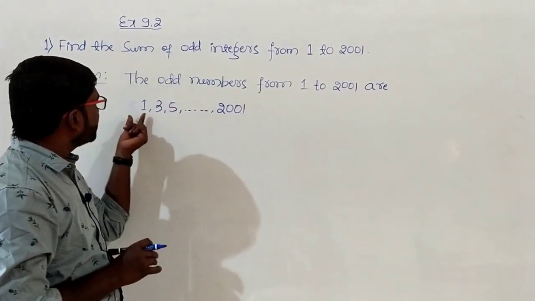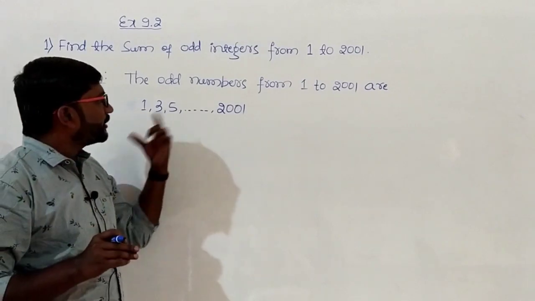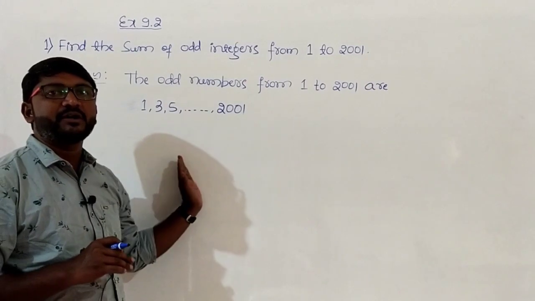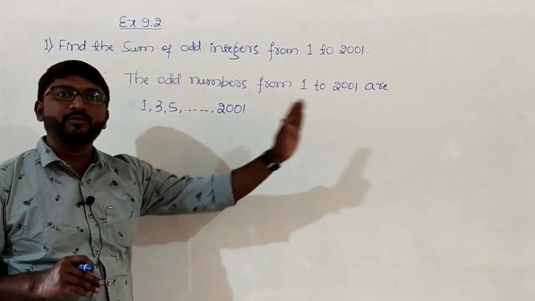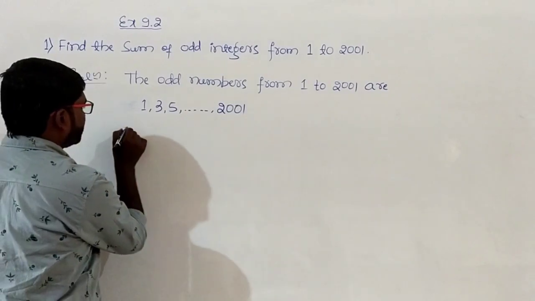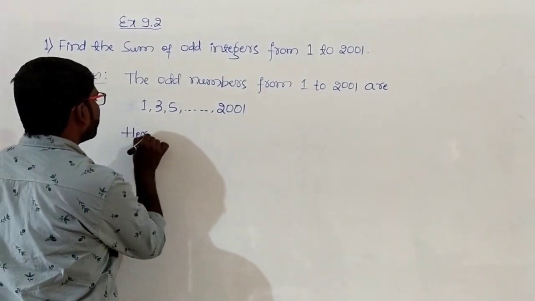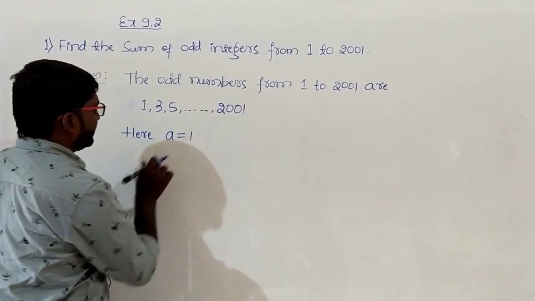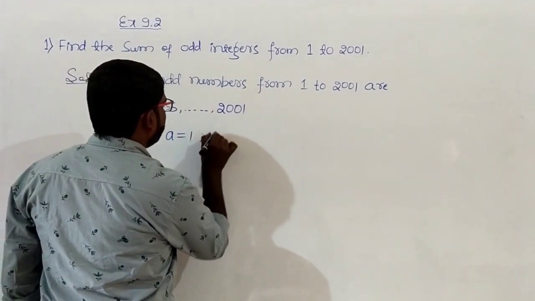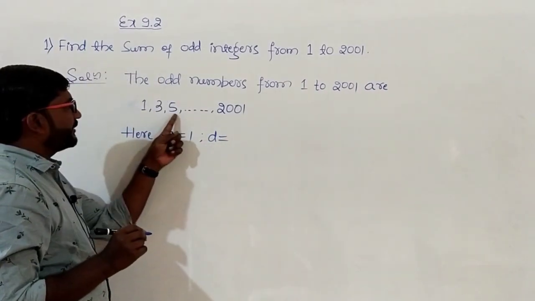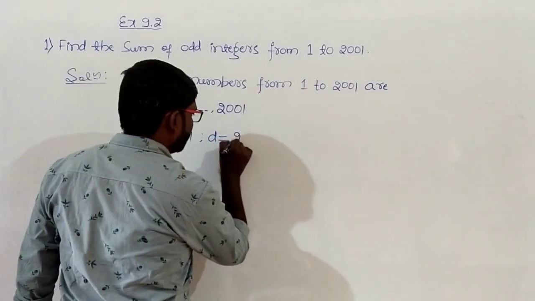Here the first term is 1, and what about the common difference? How do you find the common difference? It is A2 minus A1, or A3 minus A2, or A4 minus A3. Like that we find the common difference. So here a is equal to 1 and d is equal to 3 minus 1, which is 2, and 5 minus 3 is 2. That means the difference is the same.